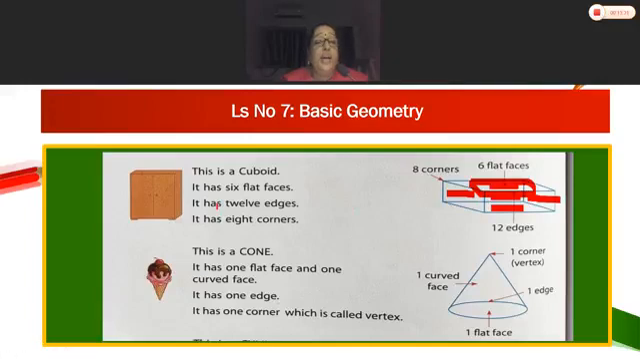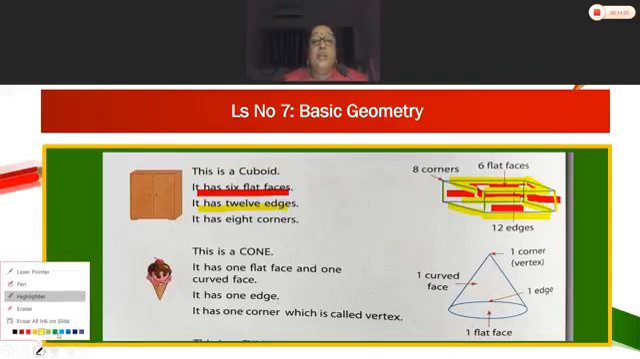Now we will see the edges. With the red color, we have seen the flat faces. Now with the yellow color, we will mark the edges: 1, 2, 3, 4, 5, 6, 7, 8, 9, 10, 11 and 12. So it has 12 edges. With the yellow color, we have seen the 12 edges in the cuboid.